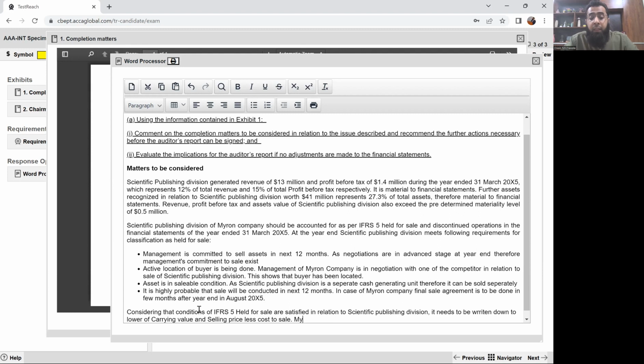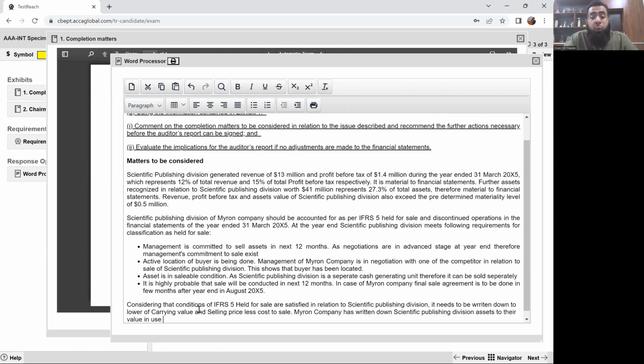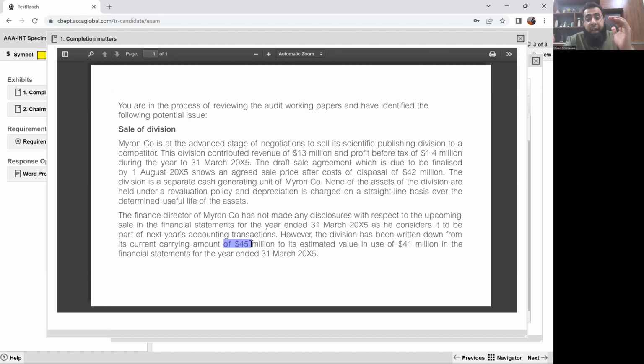Okay, now Myron company has written down scientific publishing division assets to their value in use of $41 million. It was written here, if you remember, they have written down the asset from the carrying amount of $45 million to its value in use of $41 million on the year. Now that is wrong. We shouldn't have written it down to $41 million. Rather, it should be written down to sale proceeds less cost of disposal, $42 million.